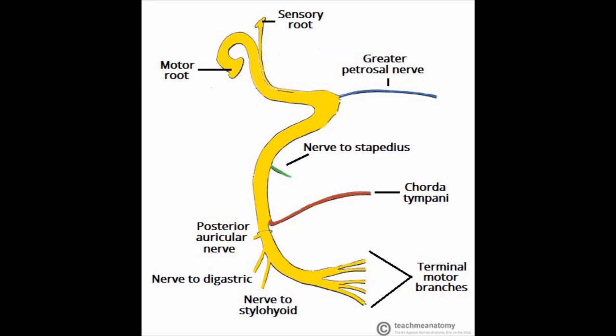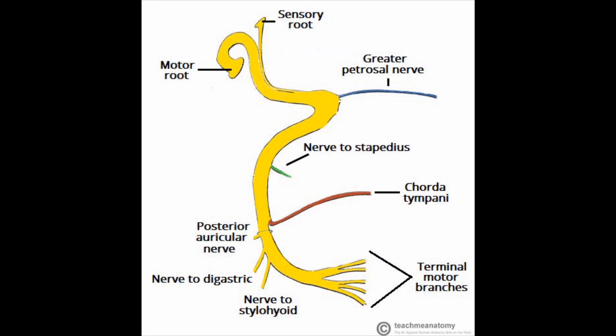Now, we'll talk about the extracranial course of the facial nerve. As soon as the nerve exits the cranium from the stylomastoid foramen, it gives off three branches. First, it supplies the posterior auricular muscle. Secondly, it supplies the stylohyoid muscle. And third, it supplies the posterior belly of digastric.